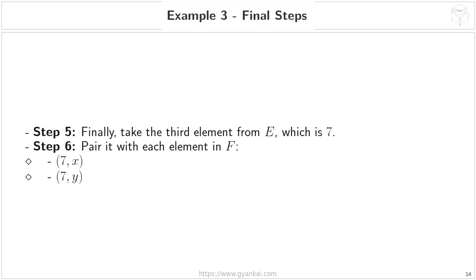Remember, the order within these pairs is important. 7, x is different from x, 7. We're systematically going through every possible combination, taking one element from E and one element from F. Once we've done this, we'll have all the ordered pairs that make up the Cartesian product of E and F, and we can write out the complete set, which we'll do on the next slide. So, keep these two new pairs in mind as we move forward.